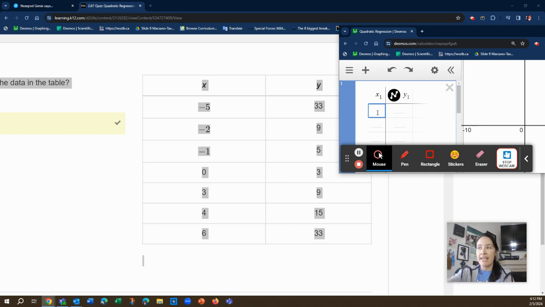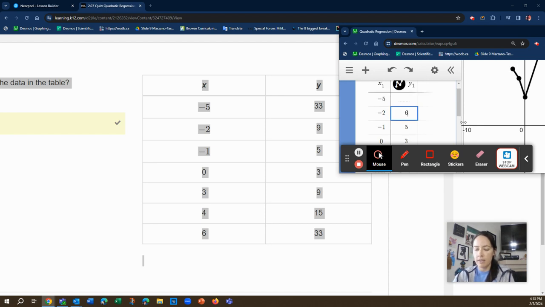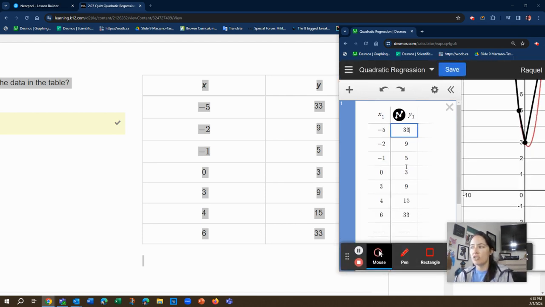I'm going to just go down the x-axis right here. See these x values? I'm going to type them. -5, arrow down. -2, -1, 0, 3, 4, 6. We're done. I'm going to go back over. I'm going to go back up. So 33, 33, up, 15, up, 9, up, 3, up, 5, up, 9, 33. Okay, so now we can check it, and it's a nice little check too, because if you did it wrong, you won't finish right back at the top. So that's what I do.